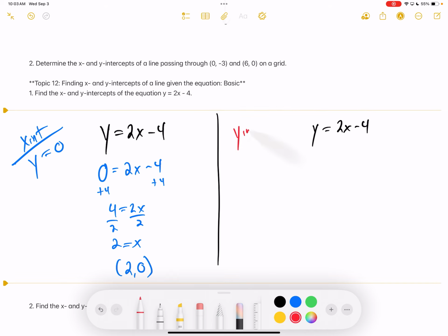To find the y-intercept, you make x be 0. So you do the opposite of which one. To find the x-intercept, you make y be 0. To find the y-intercept, you make x be 0. Now, when this is in y equals mx plus b, you know that's your y-intercept, right? So we really don't have to work this problem, but you get y equals -4. So my x is 0, my y is -4.